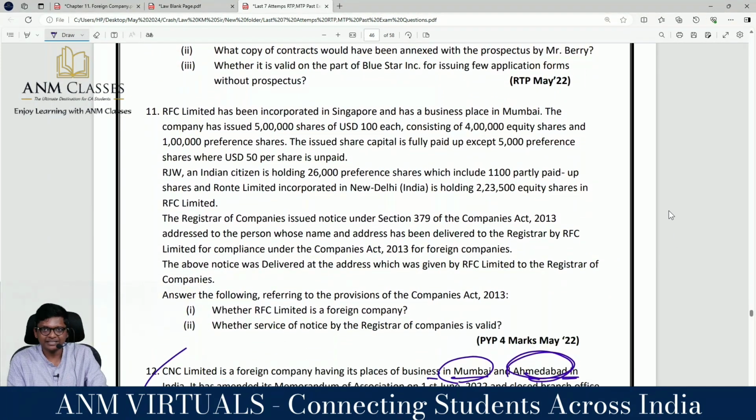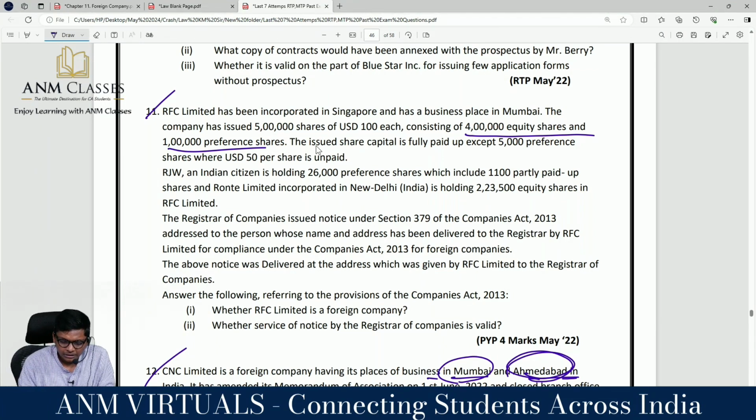Last two questions, guys. Question 11. RFC Limited has been incorporated in Singapore and has a place of business in Mumbai. The company has issued 5 lakh shares of 100 US dollars each, consisting of 4 lakh equity shares and 1 lakh preference shares. I will consider both, guys. Why for this chapter are they considering both and not only equity? Total paid up capital, how much capital is contributed. They are not looking at voting power here.